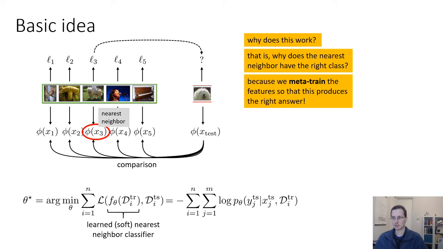So you're maximizing the log probability of the label of each test point given the image for each test point and the entire training set for that task. And you're summing this over all the test points and over all the tasks.